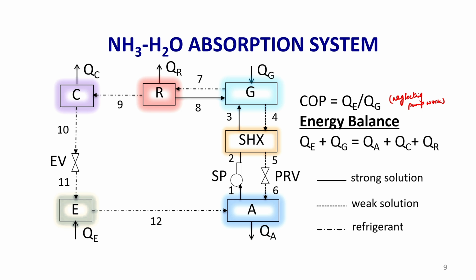So, this is the energy balance: QE, the cooling provided in the evaporator, and the heat input. You can see 2 arrow marks pointed towards the heat exchanger and 3 arrow marks pointed away from the heat exchanger. So, QE plus QG will be equal to QA plus QC plus QR for the ideal, theoretical conditions.